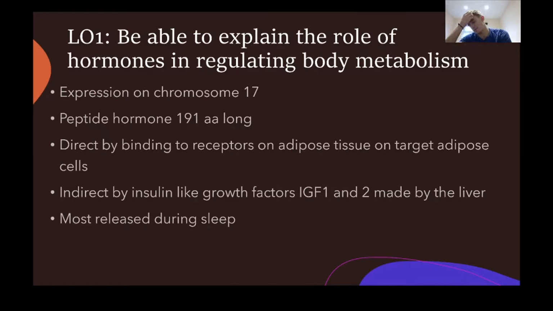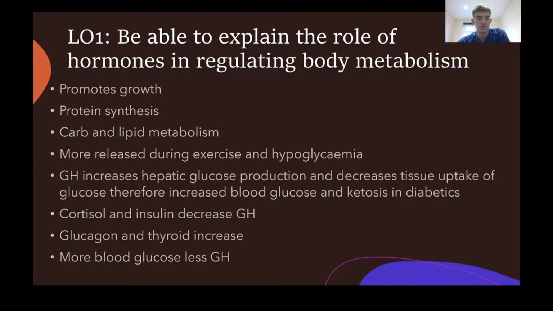So if you take a person's random blood test to check their growth hormone, you may see that they may be below normal. So what does the hormone do? Obviously it promotes growth, as the name suggests, also protein synthesis, carbohydrate and lipid metabolism, and more is released during exercise and hypoglycemia. Growth hormone increases hepatic glucose production, and that's done by gluconeogenesis and glycogenolysis, and this decreases tissue uptake of glucose, therefore increasing blood glucose concentration, and could lead to ketosis in diabetics.